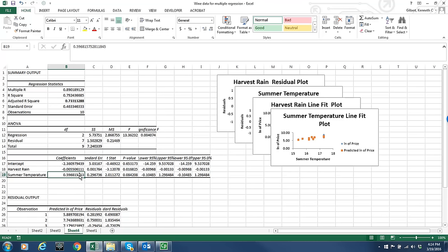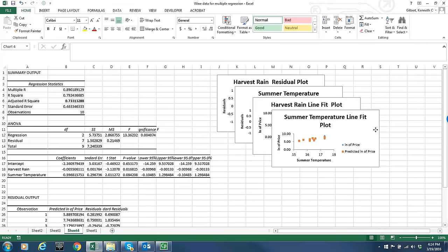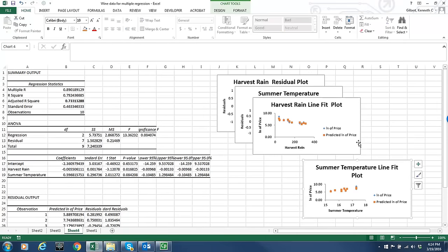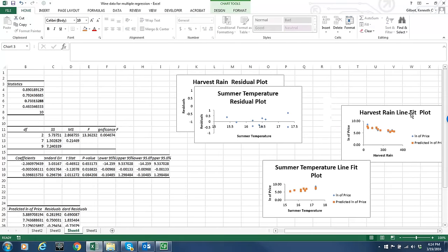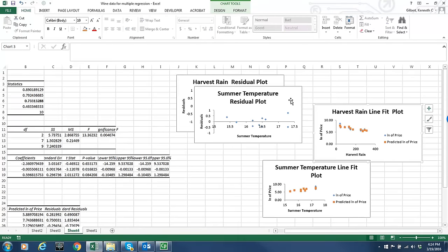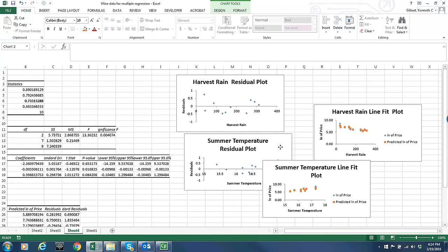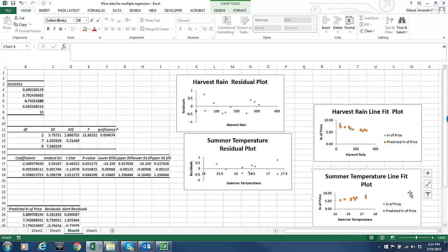So the most fundamental question that we have to deal with is, should we stick with, by the way, here are all the plots. There's summer temperature versus the price. That's harvest rain. Here are the residuals, or the errors, as a function of both summer temperatures and harvest rains. And we see as summer temperature goes up, the price goes up. As harvest rain goes up, the price goes down, and the residuals look okay.